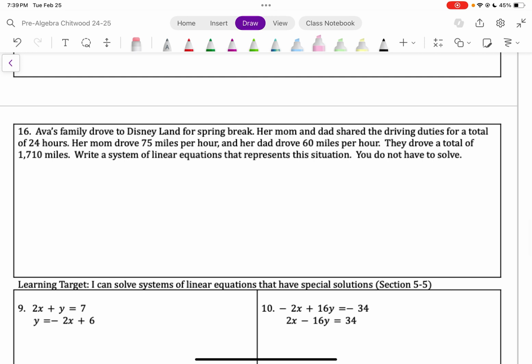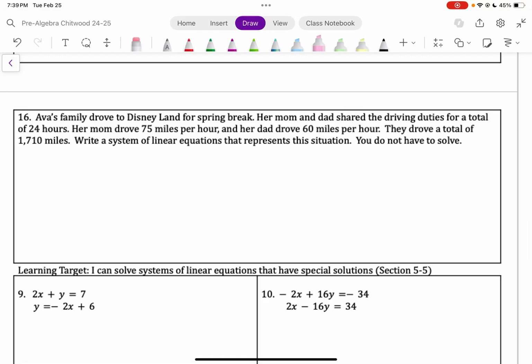All right, last one. Ava's family drove to Disneyland for spring break. Her mom and dad shared the driving duties for a total of 24 hours. Her mom drove 75 miles per hour. Dad drove 60 miles per hour, but they drove a total of 1,710 miles. Write a system of linear equations that represents this situation. Okay, so what I'm looking for is how many hours did mom drive, how many hours did dad drive.